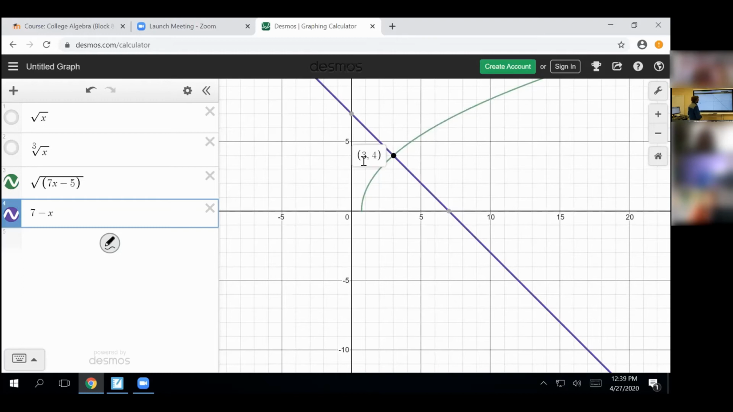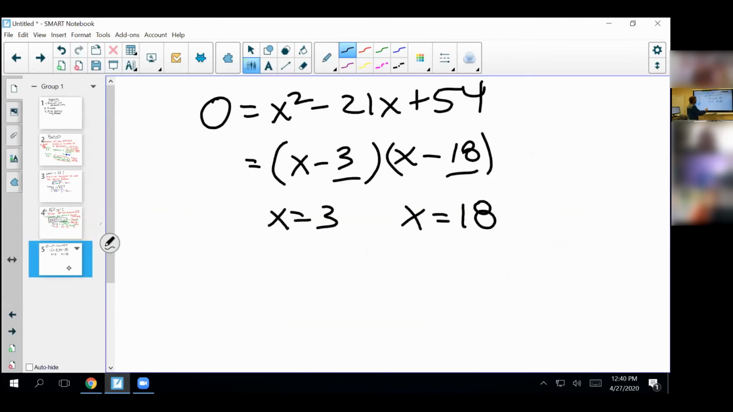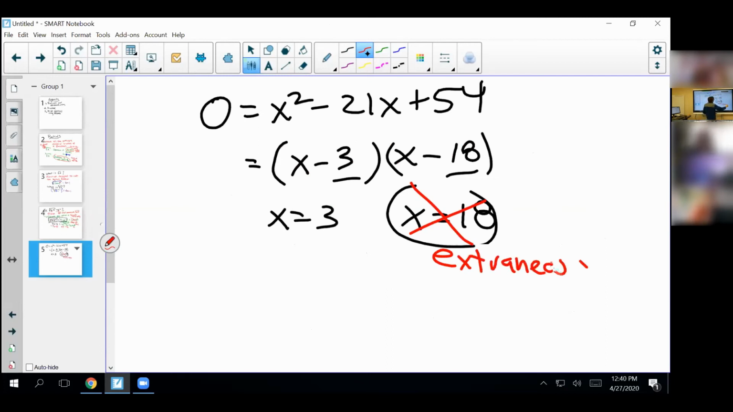So what's going on? Why did we get this other solution, x equals 18? So this is actually something I'm going to cross off. It's not really a solution. This is extraneous. Why did we get that other solution? Well, let's go back to Desmos.